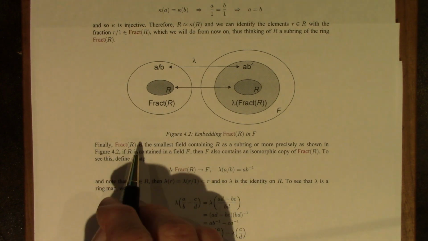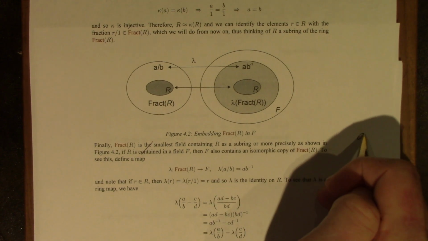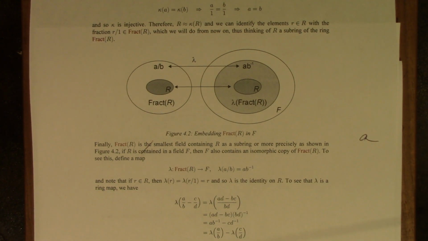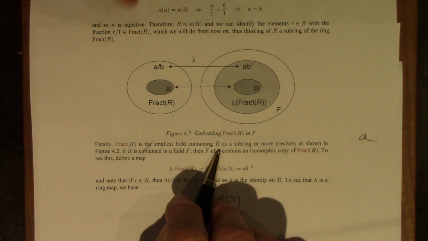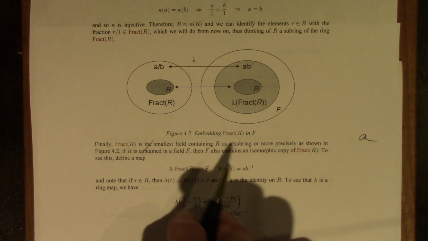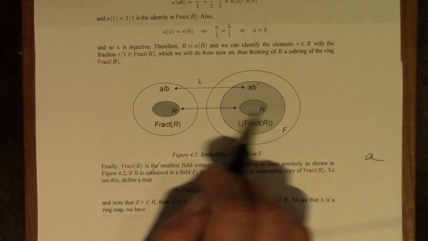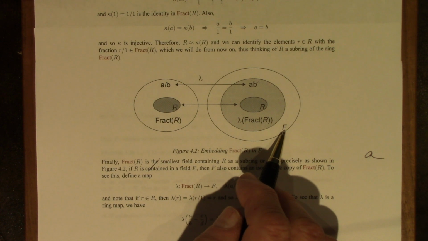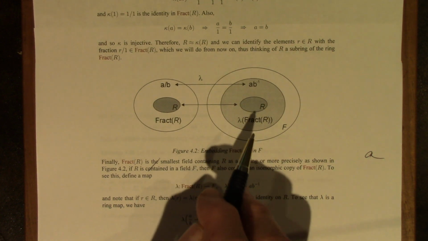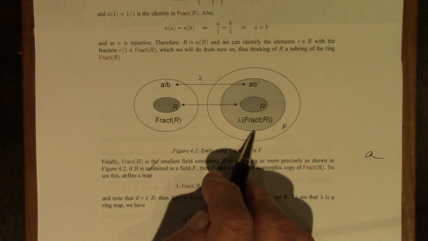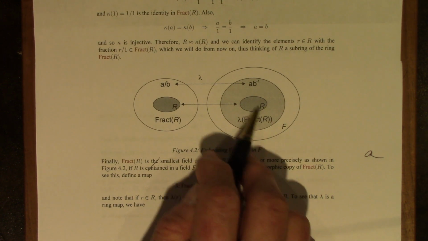Finally, fract R is, I said the smallest field, I should say a smallest field because isomorphic fields would also work, is the smallest field containing R, and again we're making that little fudge, as a subring, or as shown here, if any field F contains R, then it also contains an isomorphic copy of fract R. And that contains R and is contained in F, sits in between.